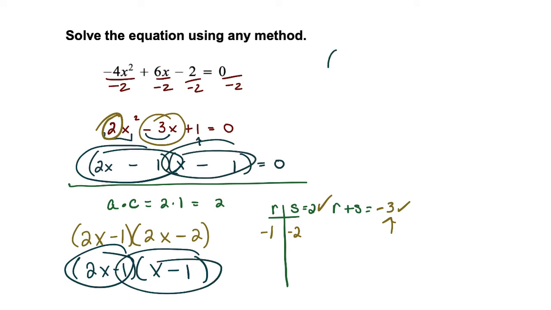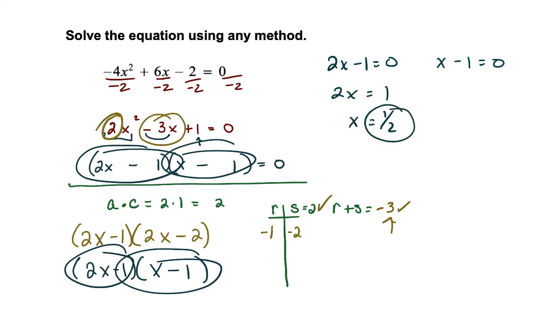Regardless, now that I have it factored, don't need that parenthesis, I just take each of those factors, set them equal to 0, and solve. So add 1, divide by 2. There's one answer. Add 1. There's the other answer.